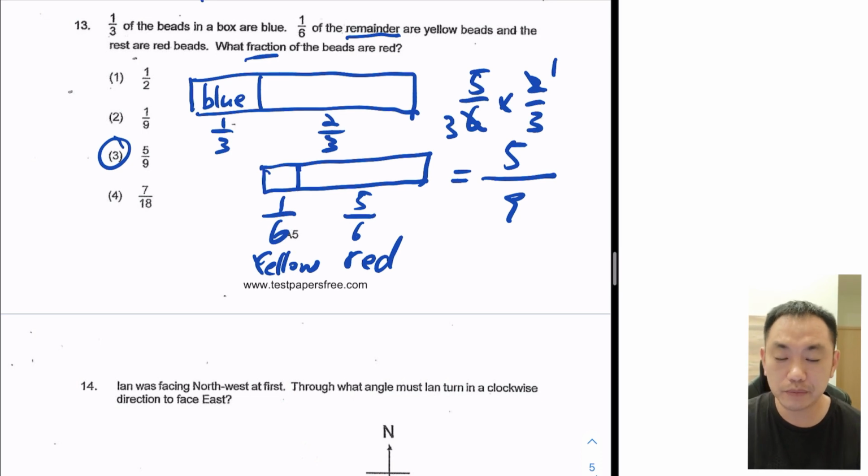So you need to multiply them together. Then it will give you the fraction of the red, if you consider the total beads. So the answer is 5 out of 9.